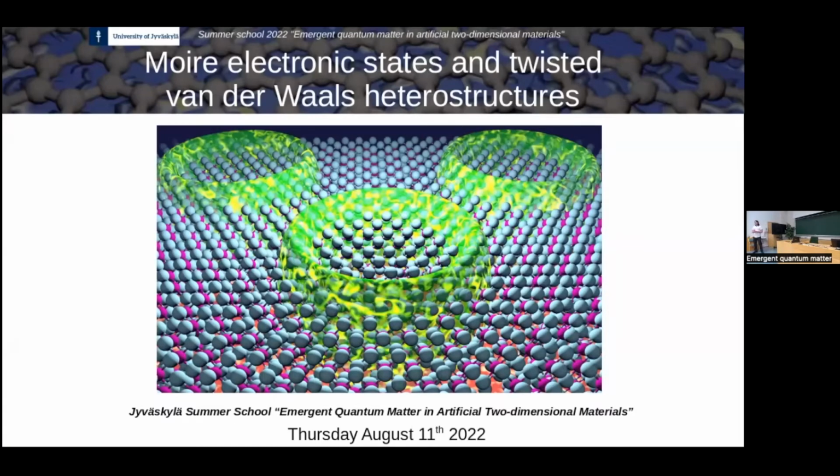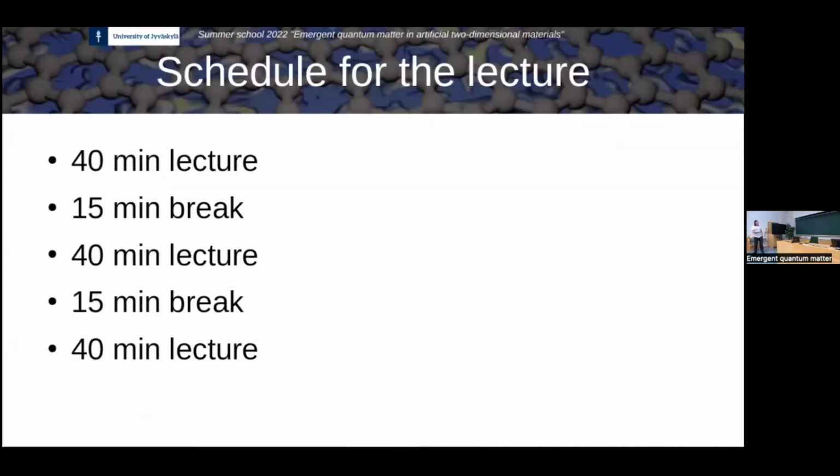So today is our fourth session, and the topic for today is Moiré electronic states in twisted van der Waals materials. Before we start with the actual physics part of the session, let me remind you of the schedule for today. First we will have again a 40 minute lecture, then a 15 minute break to get some air and also to think about something. Another 40 minute lecture, a 15 minute break, and then finally a 40 minute lecture.